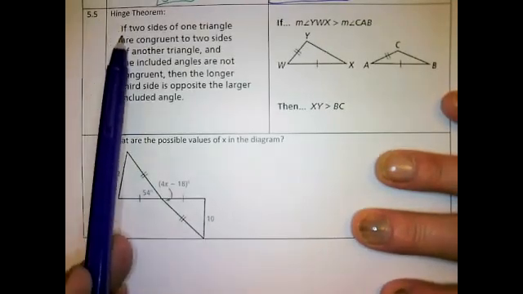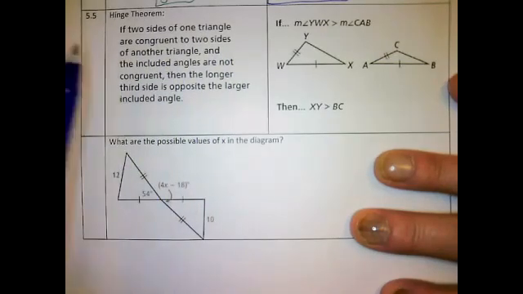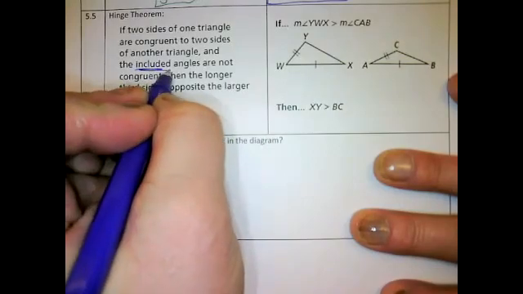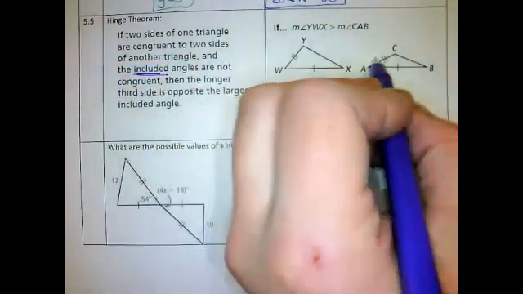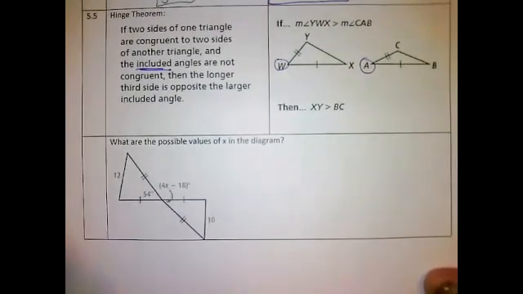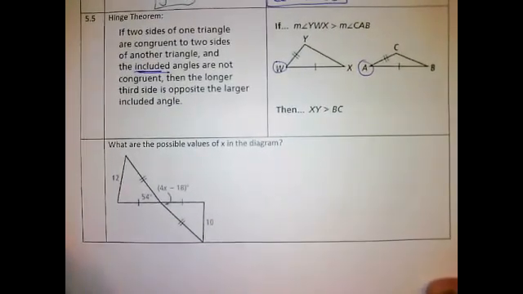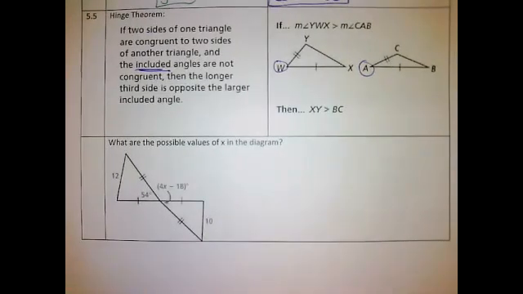So the hinge theorem says if two sides of one triangle are congruent to two sides of another triangle, and the included angles, so that's the angles between the two congruent sides, in these triangles it would be W and A, are not congruent, then the longer third side is opposite the larger included angle. Okay, so this is really saying the same thing as we talked about before, as far as the larger side goes with the larger angle.